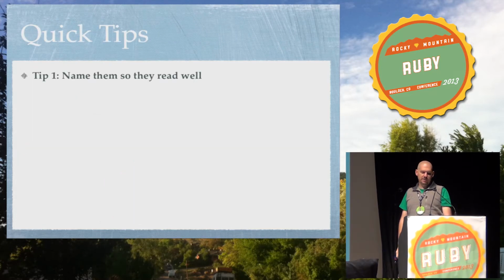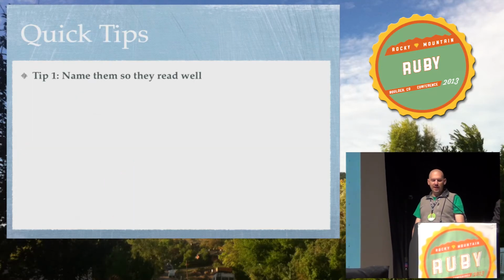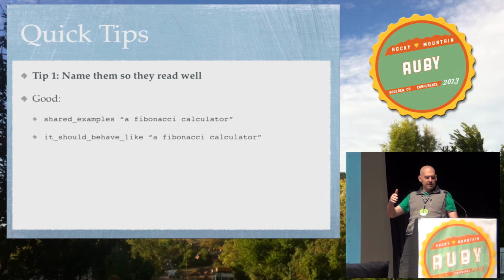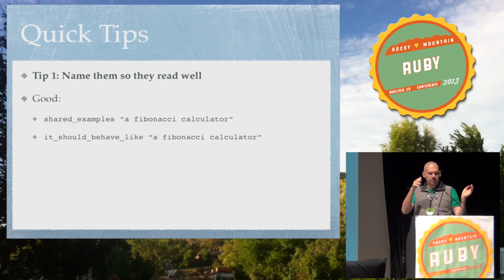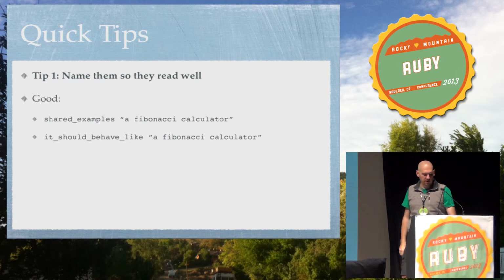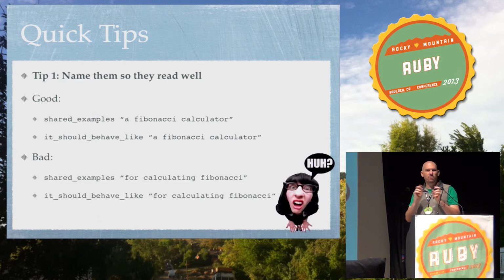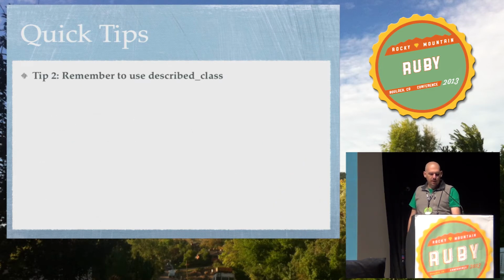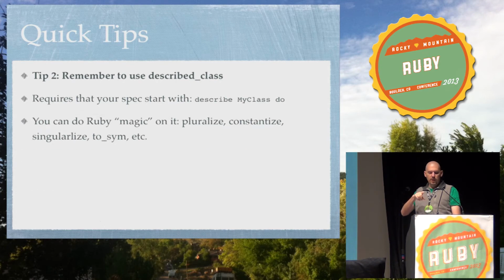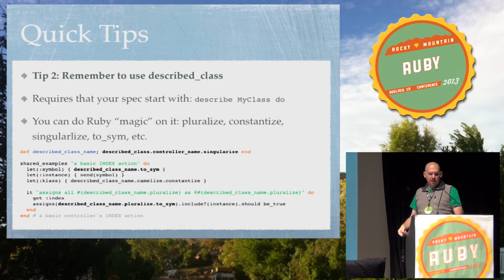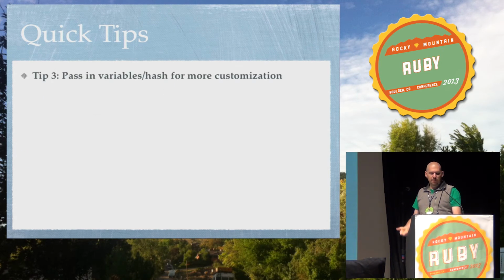Some really fast tips. Tip 1, name them so that they read well. Like shared example, a Fibonacci calculator, so that when someone's reading your spec, you would say it should behave like a Fibonacci calculator. If you name it poorly, it reads funny. Tip 2, use the described class. When you describe the class that you're going to test, you can then do some Ruby magic on it: pluralize, constantize, singularize, etc.